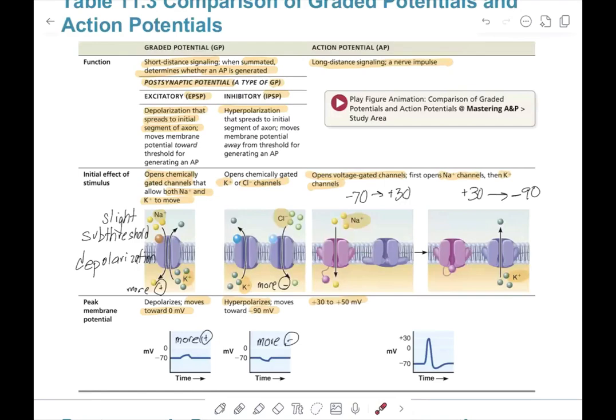For the action potential, this is what we see here, and it can range in amplitude. Going from negative 70 to plus 30 is quite a large amount. And we're just going to kind of ignore this part, so you can cross it out.